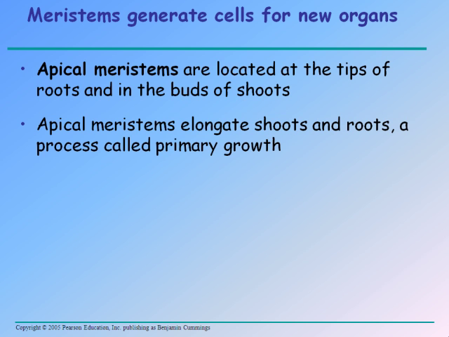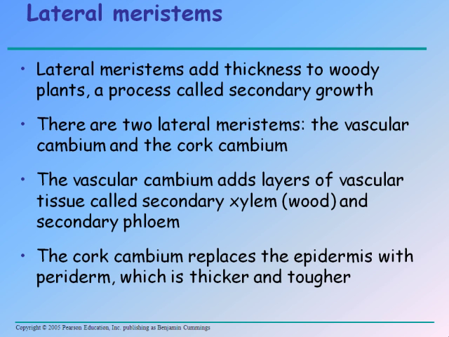Okay, apical means tip. Meristems means active growth. So the apical meristems are located at the tips of the roots and in the buds of shoots. If you remember back to your mitosis lab in BIO-101, you looked at apical meristems of the roots of onions, okay, which were actively growing, and you saw active mitosis. And apical meristems elongate shoots and roots in a process called primary growth. Now, that's primary growth.